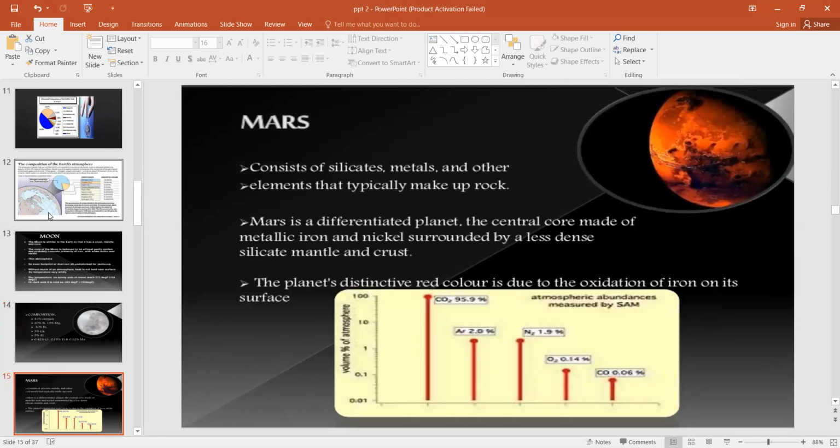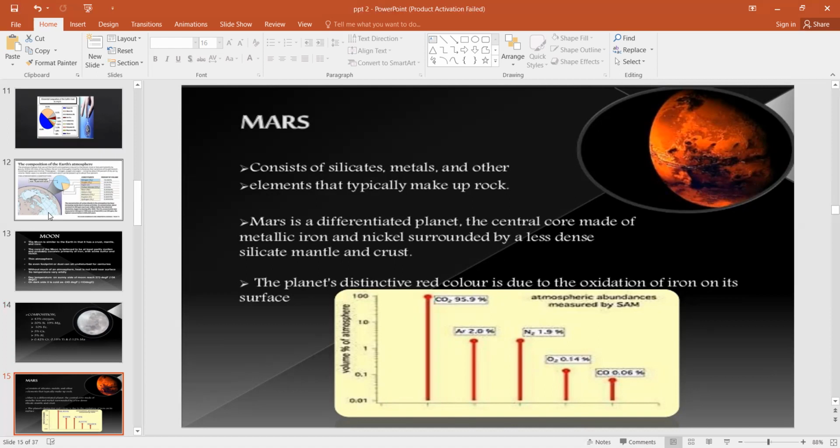Now comes Mars. Mars consists of silicates, metals, and other elements, which are typically made up of rock. Mars is a differentiated planet, with a central core made up of metallic iron and nickel surrounded by a less dense silicate mantle and crust. Mars is the fourth planet from the Sun and the second smallest planet in the solar system. It is only larger than Mercury.